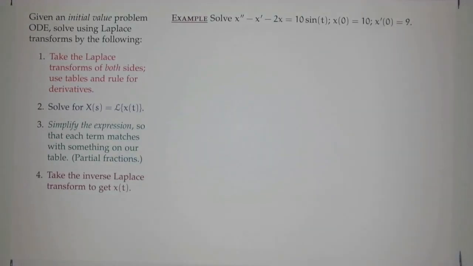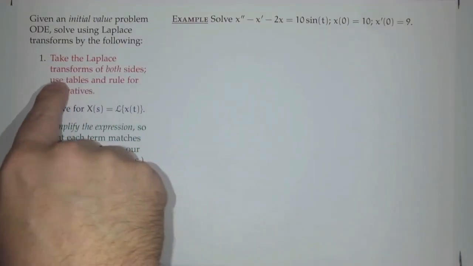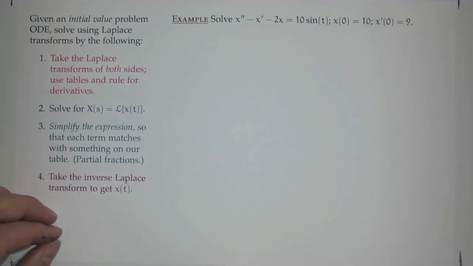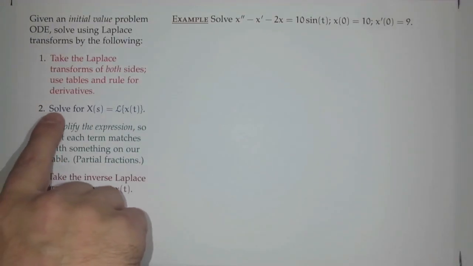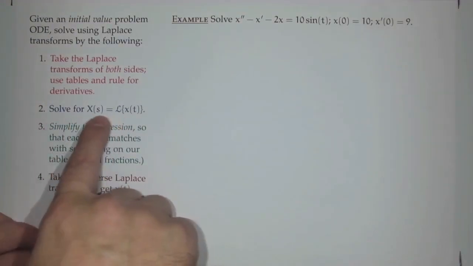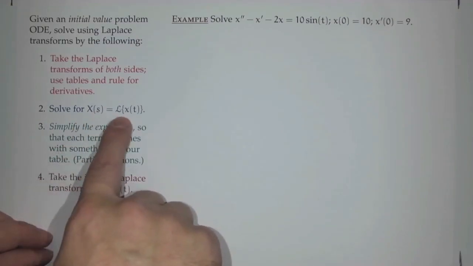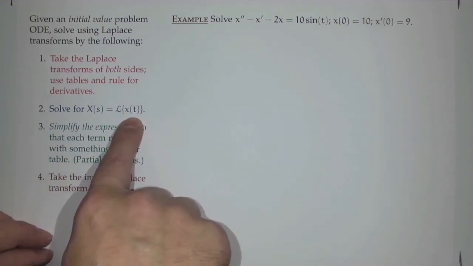So step 1 was to take the Laplace transform of both sides. And we do that using the tables. We don't use the definition, we use our tables. And in particular, there are rules to help us handle derivatives. After we've done that, we solve for what we'll call capital X of s, which is the Laplace transform of what we're looking for, x of t.